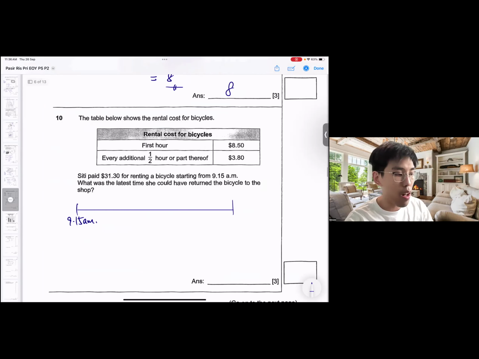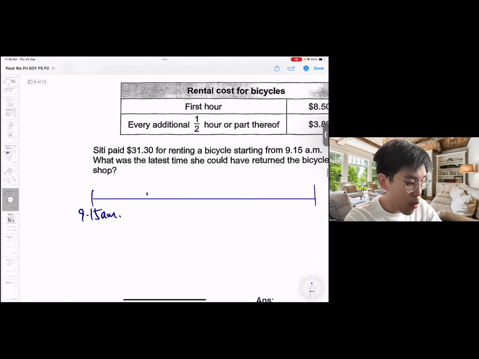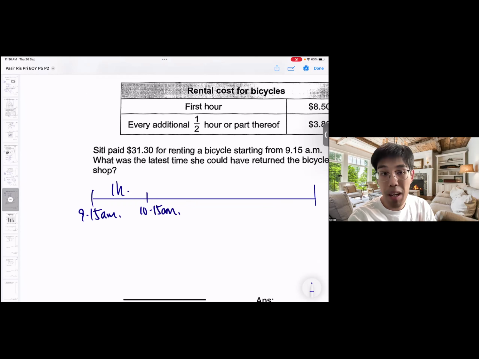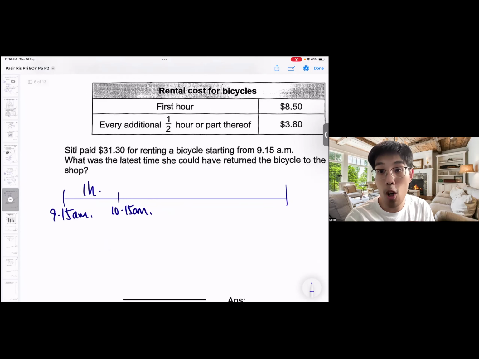So for the first hour, confirm got first hour one because you paid more than 850 already. All right, so the first hour must be there. That is 850. Now then it becomes 10:15. Now the big question is, from 10:15 to whatever time that she returned the bicycle, how long did it take? And how do we find the duration? Is through the amount of money here.